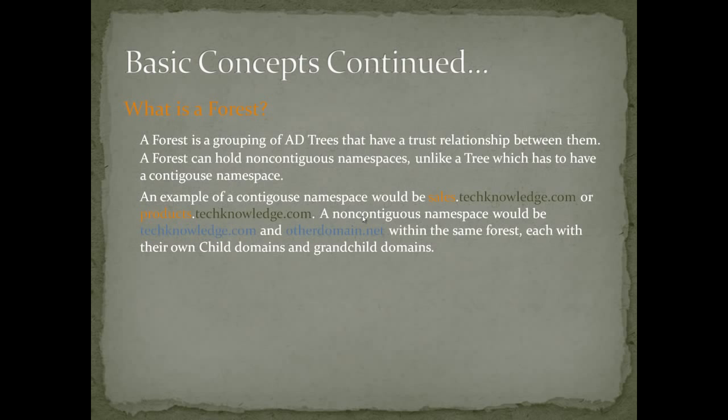Now, seeing how the namespaces are different, that trust has to be set up by administrators. The trust between trees, which we will see because when we install our second domain controller, it's going to be part of a tree already, and that trust is automatic. It just happens, it's just secret behind the scenes. But when you're talking about joining two different namespaces together, that's where the administrators have to set up the trust.